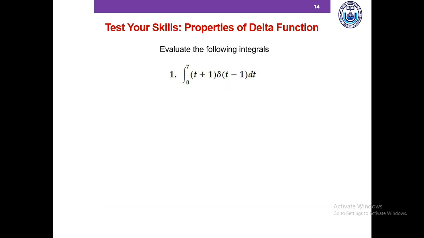Now, having the three properties of the delta function in mind, please pause this video and try to solve this problem, and then we'll match our answers.